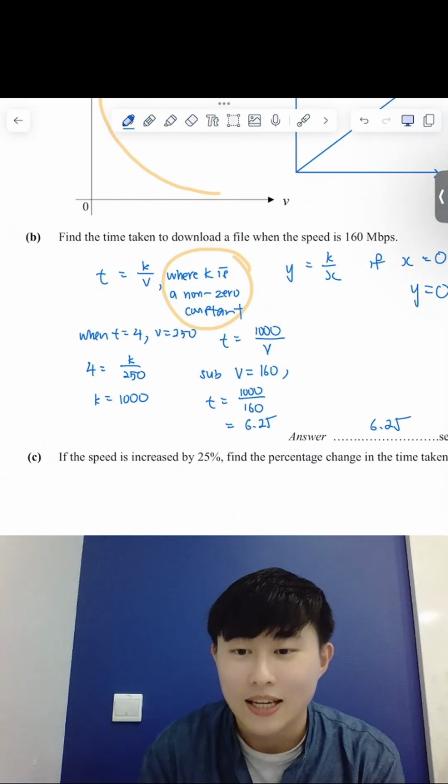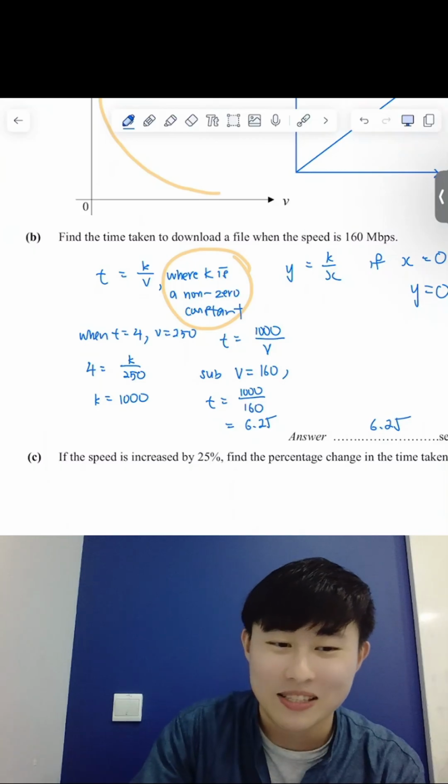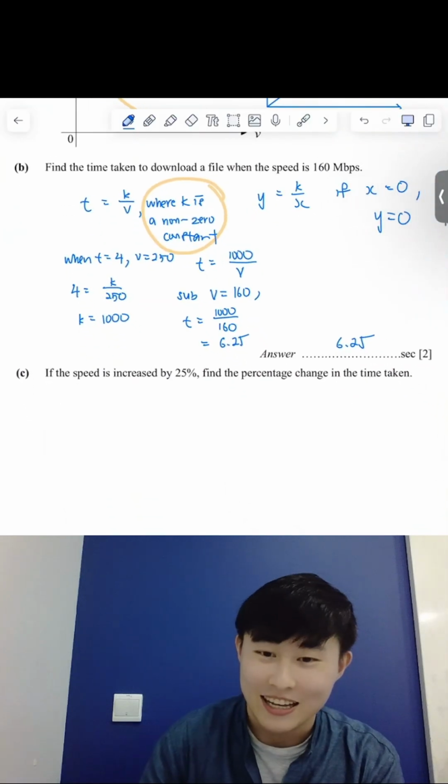Teach H2 math, please. Cannot lah. You ask Mr. Af lah. Why you ask me? Mr. Af, teach H2 what? I cannot teach H2.